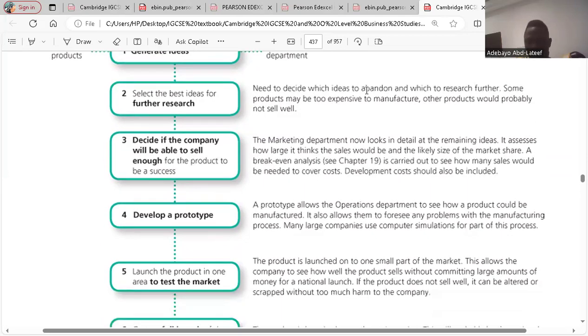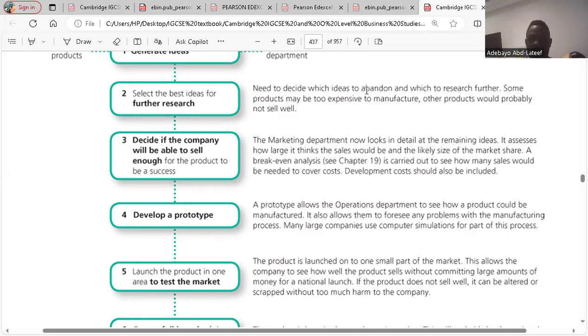Then the third stage, or the third process, is to decide if the company will be able to sell enough for the product to be a success. As soon as the research is done, you have to think about the revenue that will be generated from developing the new product. Are you sure the new product will be able to generate enough revenue to make it a success?